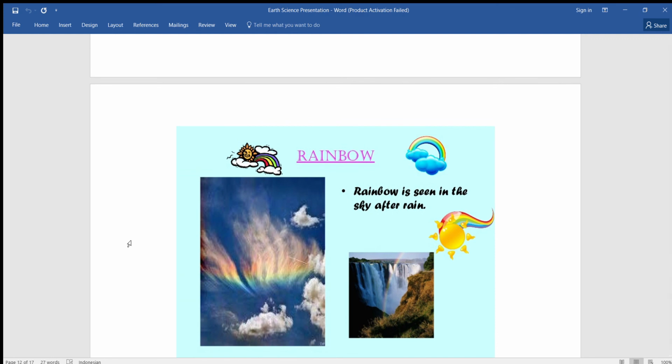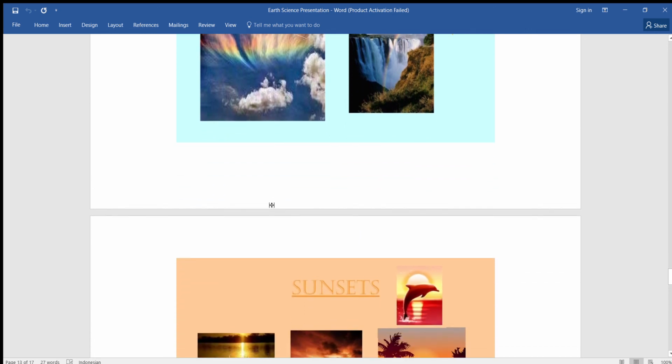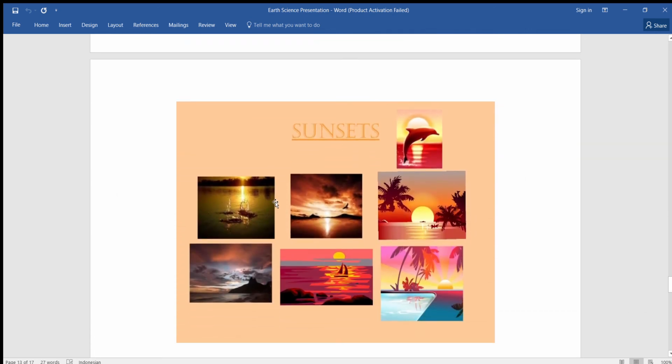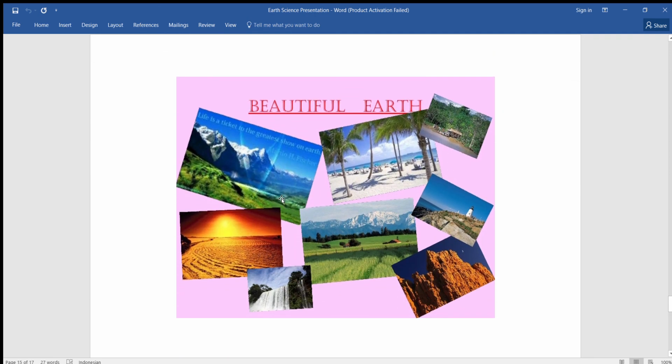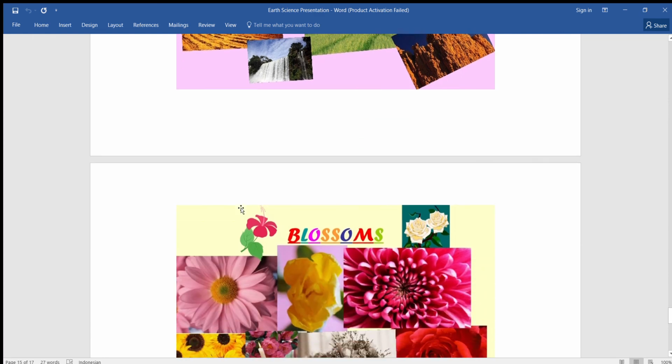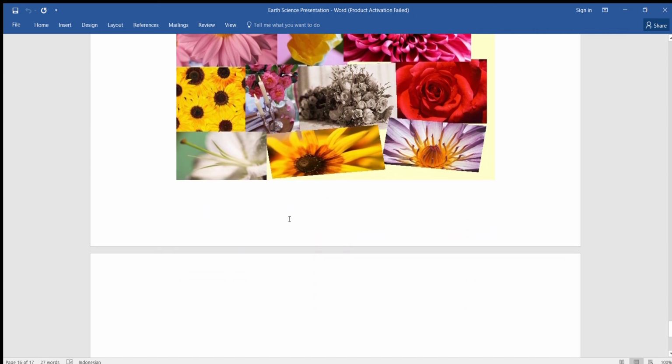Okay. So yan, makikita na natin ang rainbow. Okay, is seen in the sky after rain, di ba? So, yan. Yun ang makikita natin kapag inalagaan natin ang ating Earth. Sunset na maganda, beautiful Earth. Yan. So, makakapasyal na tayo sa mga different places na hindi polluted. Okay? Magkakaroon tayo ng magandang pamumulaklak ng ating mga halaman, magkakaroon tayo ng magandang kapaligiran.